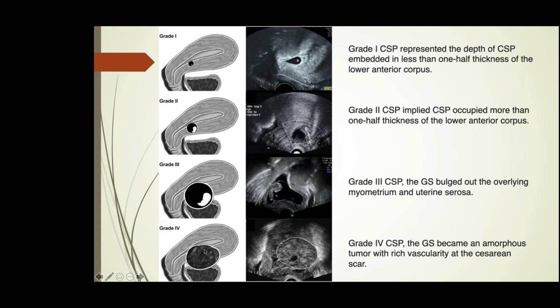Okay. And the last one is the same as number 3, but the sac is not as clear as in number 3, and it is changing into an amorphous tumor rich in vascularity. Again, this is another classification.